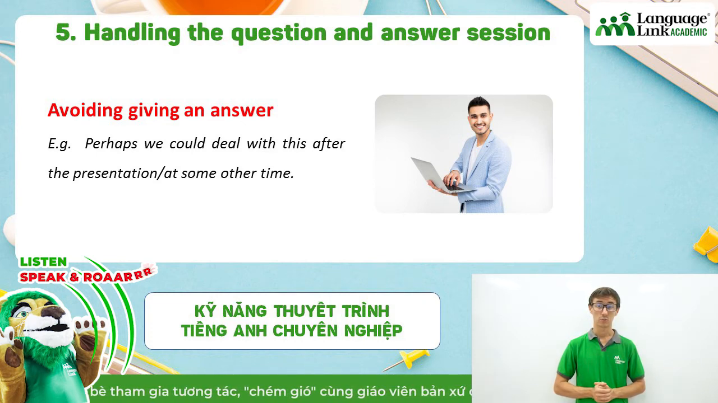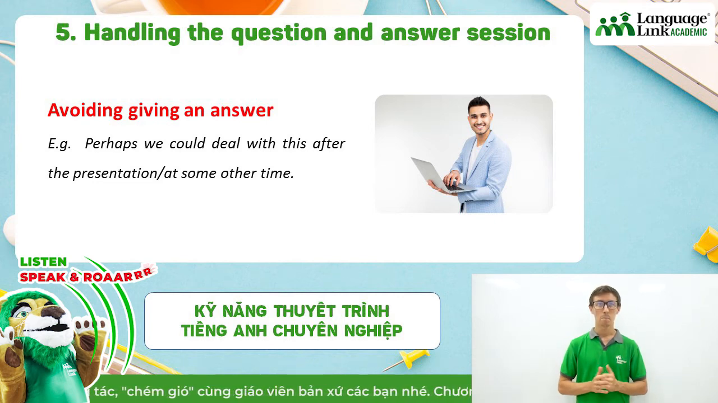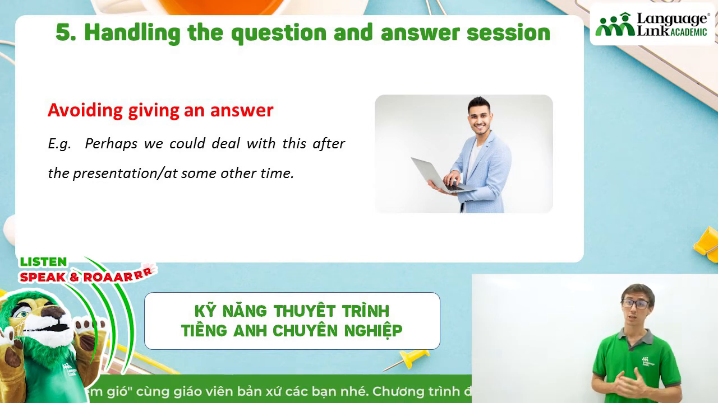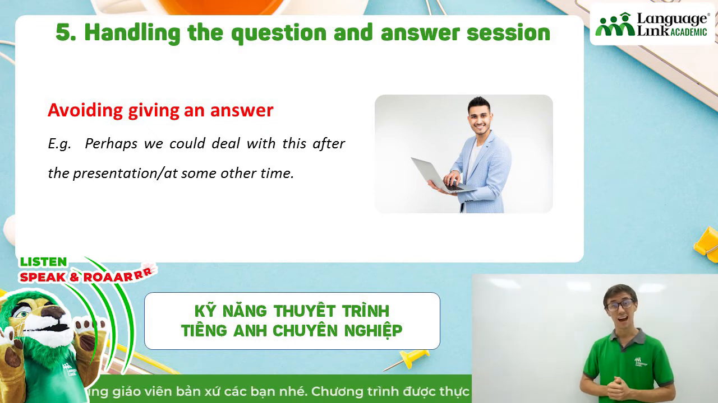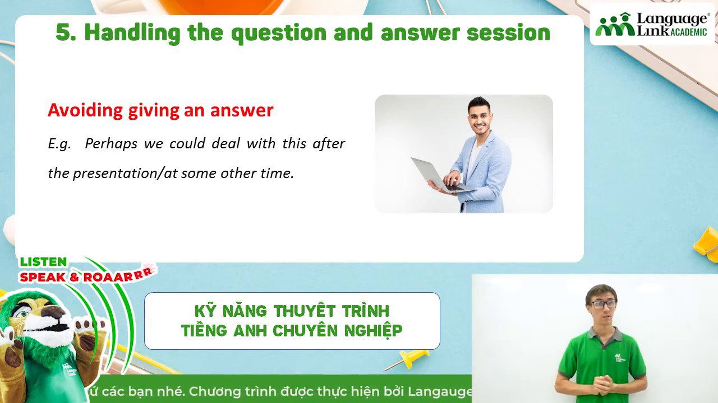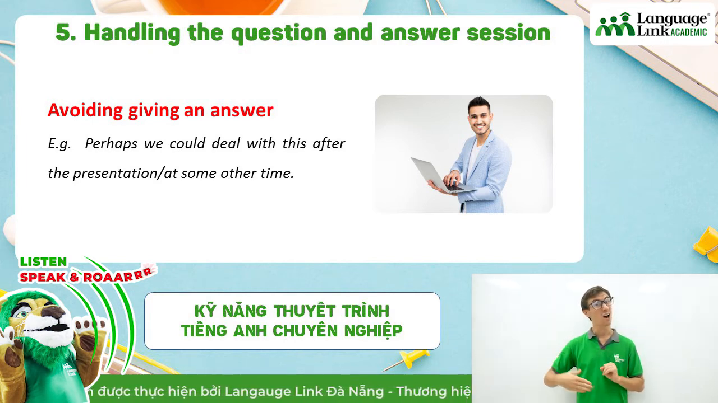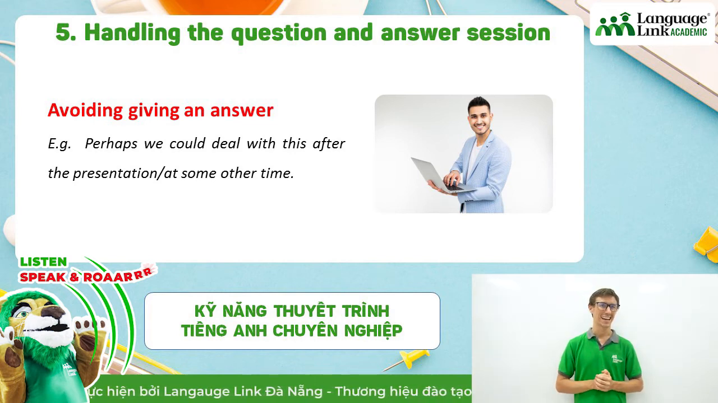How about this sentence, which starts with "perhaps," also means maybe. "Perhaps we could do this after the presentation or some other time." This shows the audience member that we don't really have time for this at the moment, but it's also a way that we can avoid giving an answer at this time.